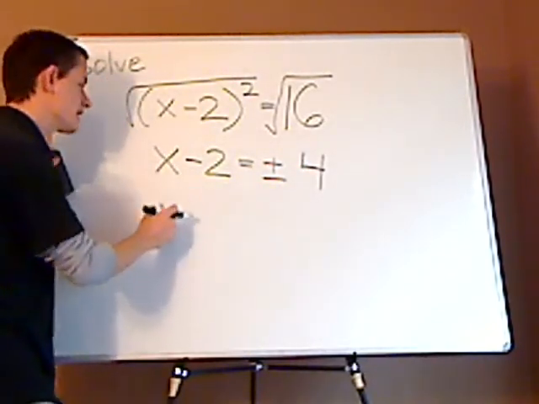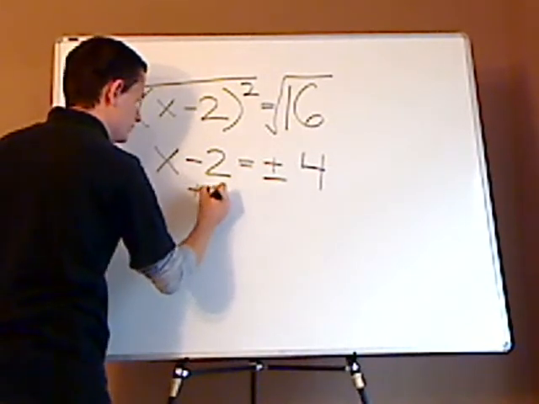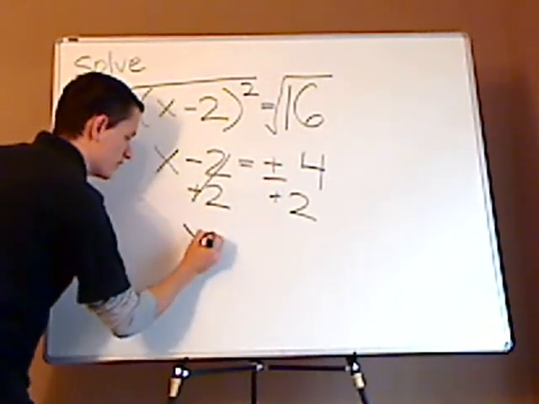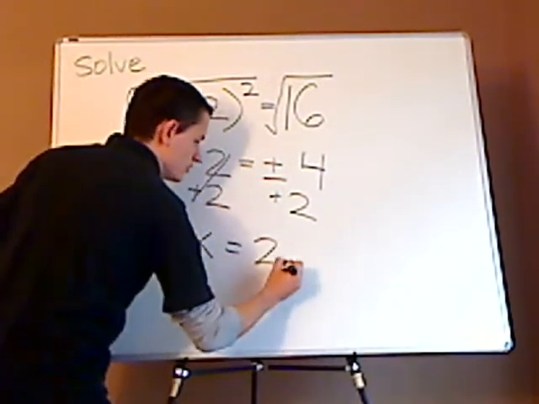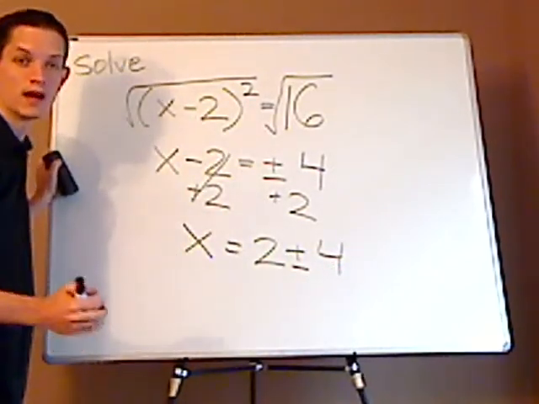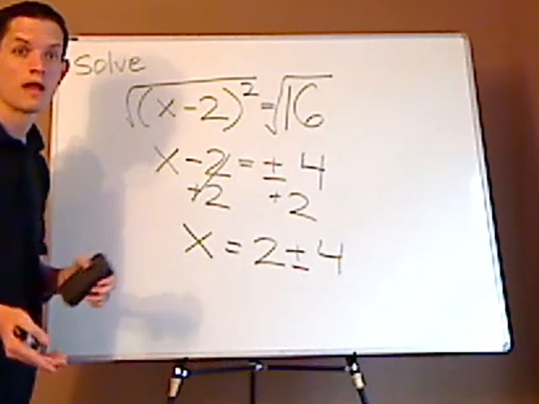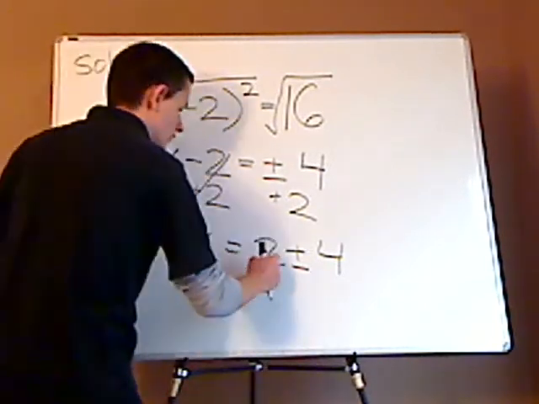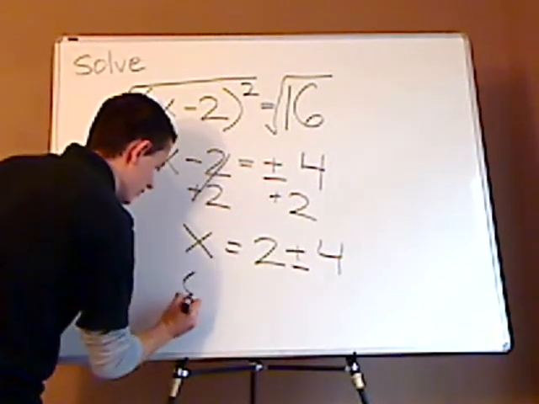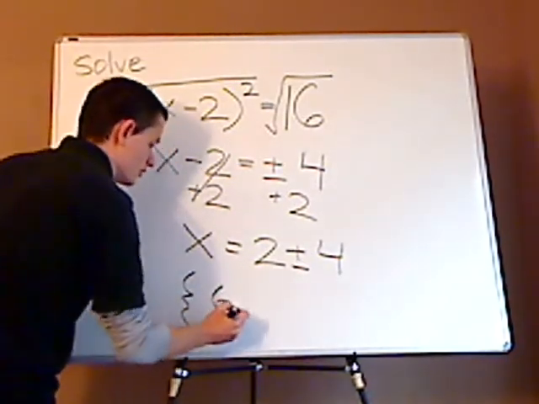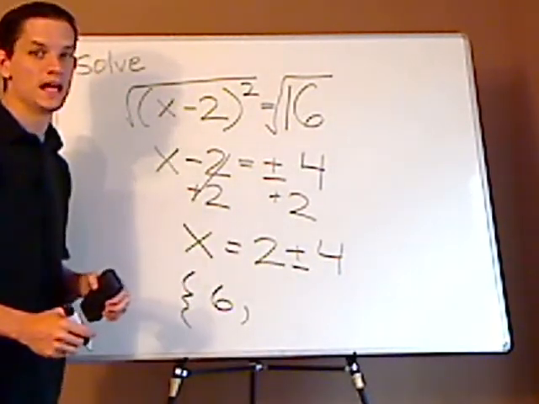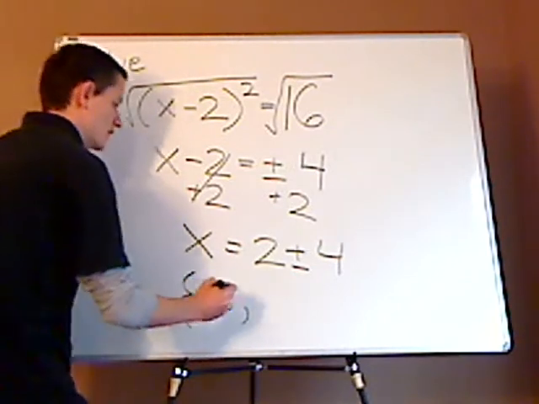You're solving for x, so you want to add 2 to both sides. You always want to do the opposite. So that cancels, and you're left with x equals 2 plus or minus 4. Now you're going to get two solutions there, right? Because of the plus or minus. So it's going to be 2 plus 4, and what's 2 plus 4? That is 6. And 2 minus 4 gives you negative 2.